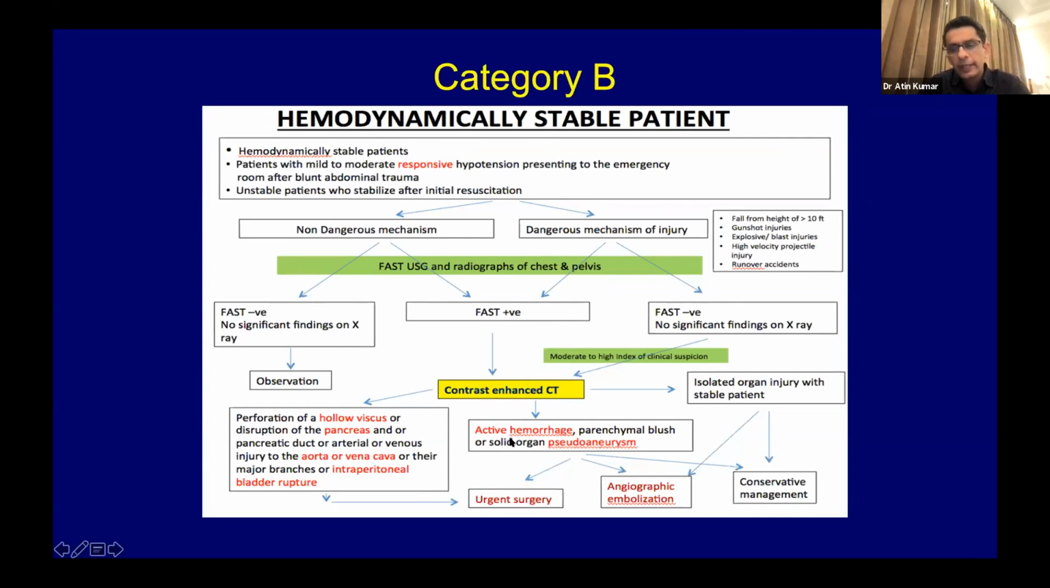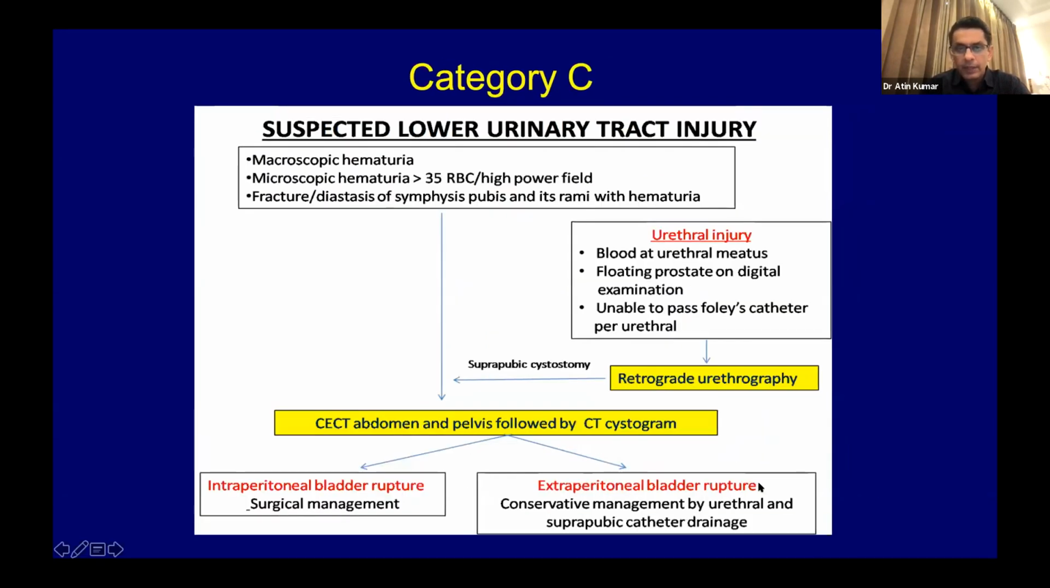And I will tell you in detail as I go along that the various interventions that can be done are surgery, angiographic embolization, or a non-operative conservative management.